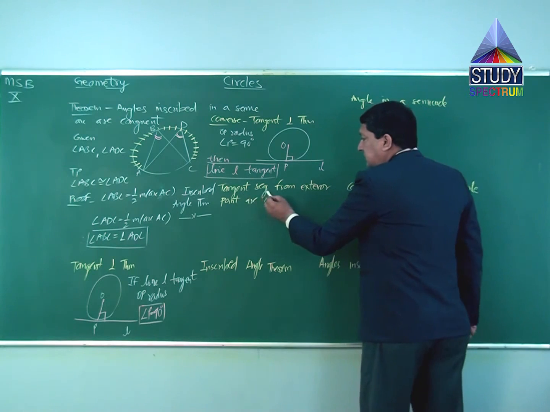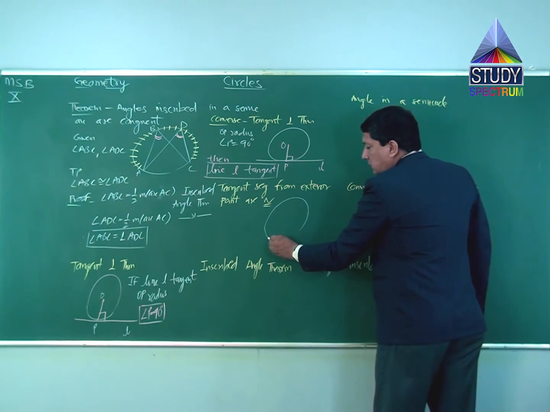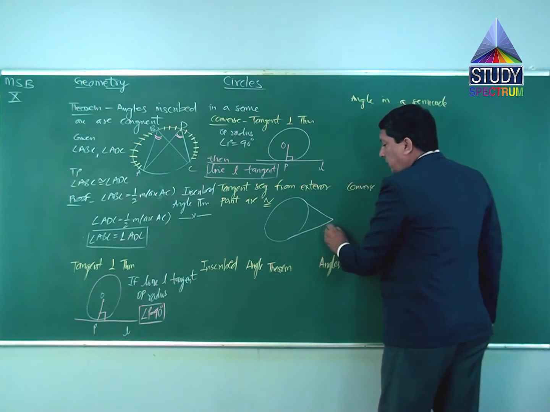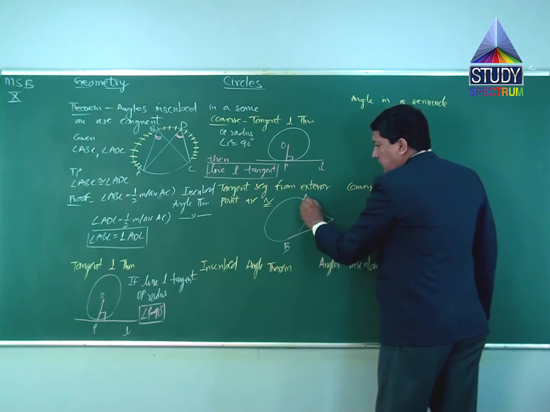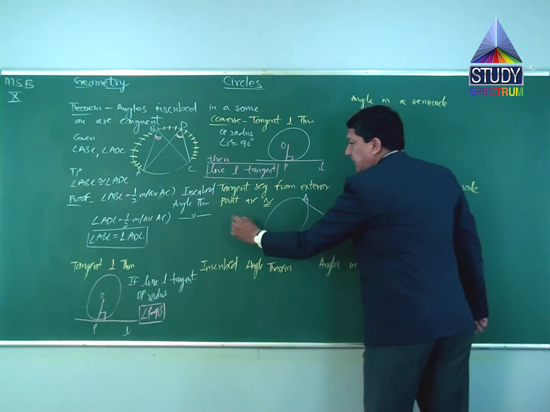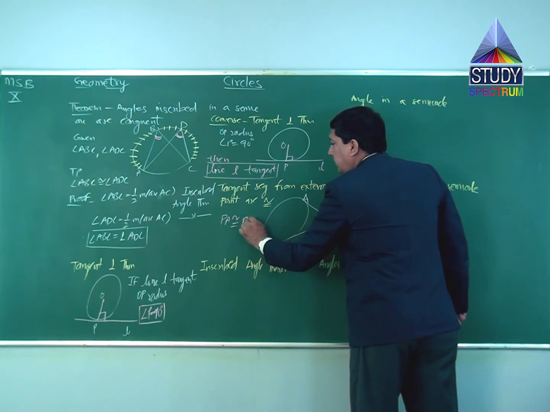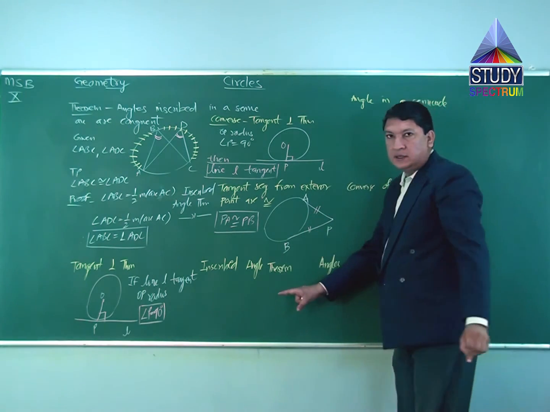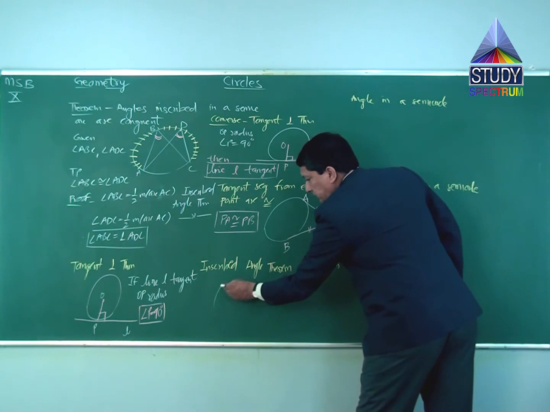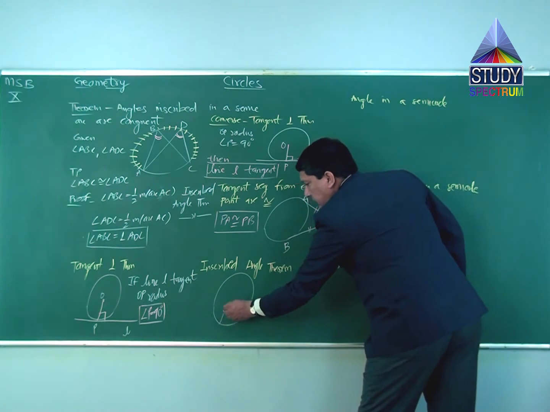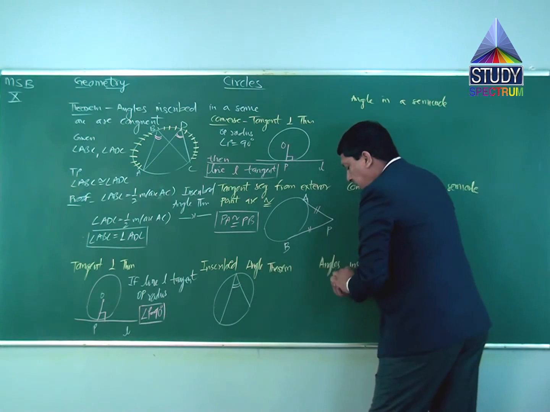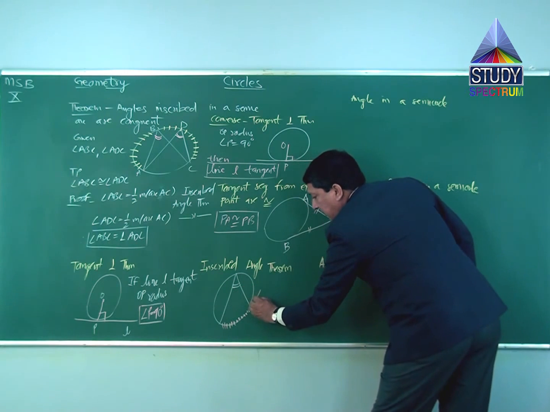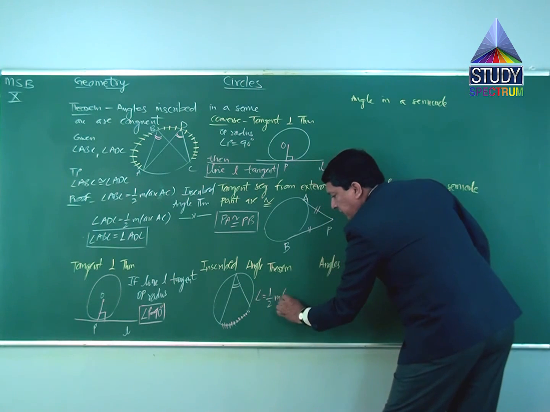Third, tangent segments from an exterior point are congruent. Circle, exterior point P, with points A and B. If this happens, we can say PA is equal to PB. Tangent segments from exterior points are congruent. Then the inscribed angle theorem. In a circle, an inscribed angle is half the measure of the intercepted arc.